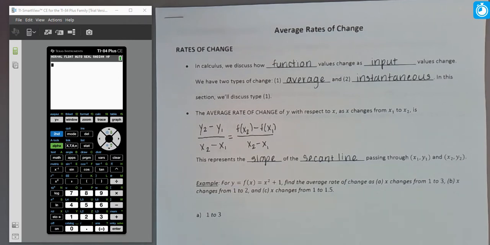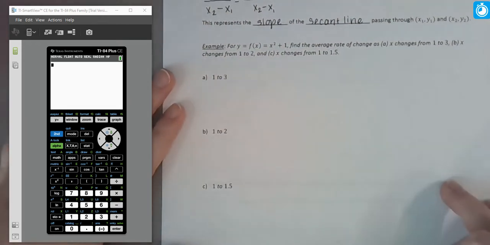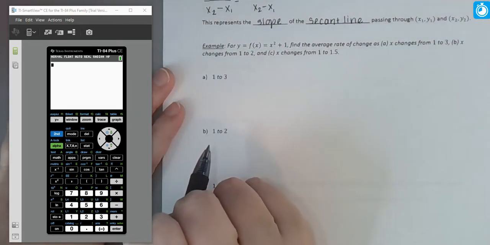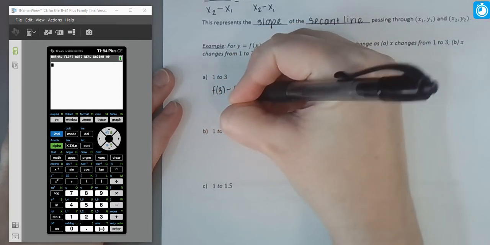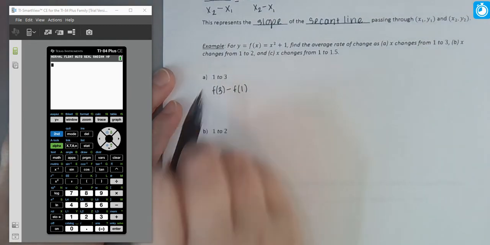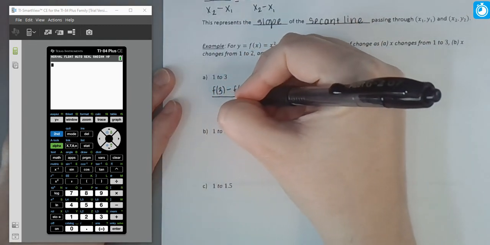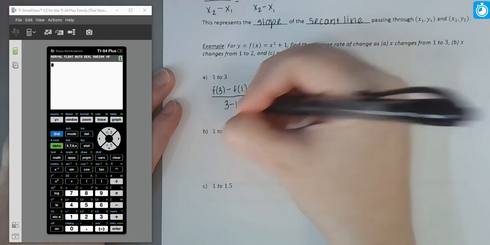So suppose our function is defined as f of x is equal to x squared plus 1. We want to find the average rate of change under several different conditions. So number 1, as x changes from 1 to 3, and then as x changes from 1 to 2, and then also as x changes from 1 to 1.5. So our average rate of change as x changes from 1 to 3 is defined as f of 3 minus f of 1. Notice it's the further out x value minus the closer in x value, divided by 3 minus 1.